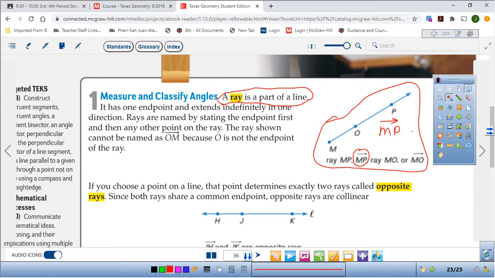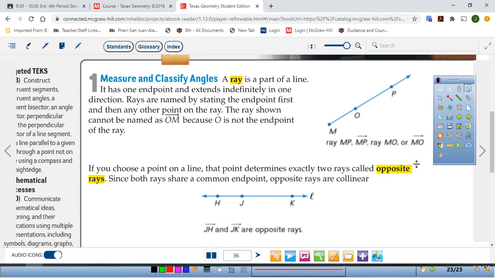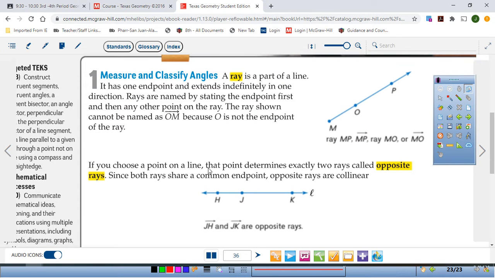Let me know. Okay, regarding this part right here, you need to know this part. If you choose a point on a line, okay, so they're going to choose J, that point determines exactly two rays called opposite rays. Remember, a line is not a ray. A line goes off in both directions. If you choose one here, like J, you can choose any other one. Now they're two opposite rays. Since both rays share a common endpoint, opposite rays are collinear.